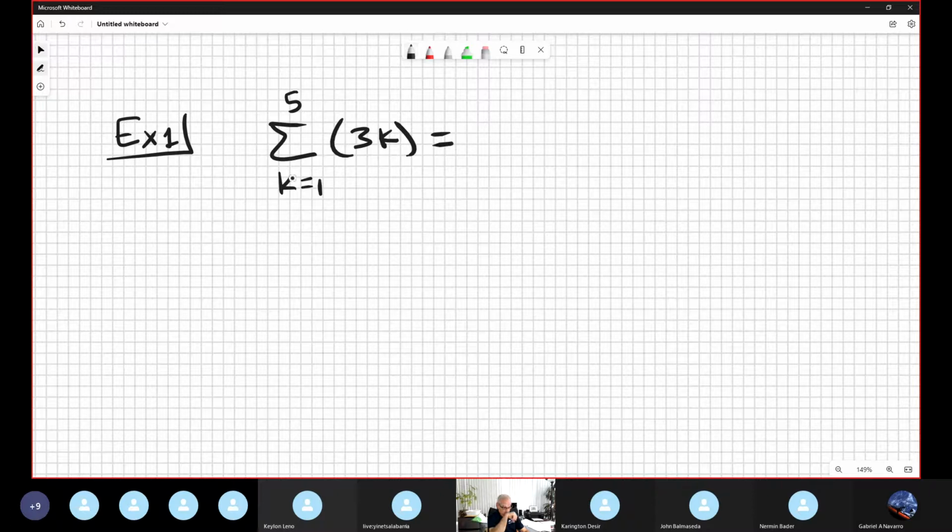Okay? Well, the long way, which is not incorrect, is plugging in 3 plus 6 and so on. However, using the property, you see that this 3 is a constant and you put it outside the summation.